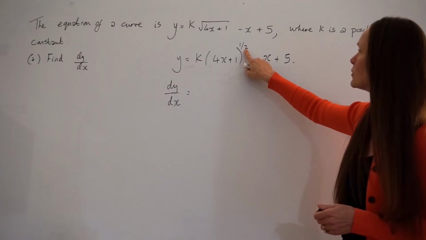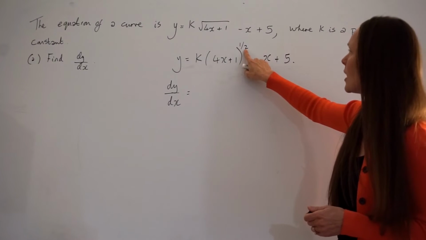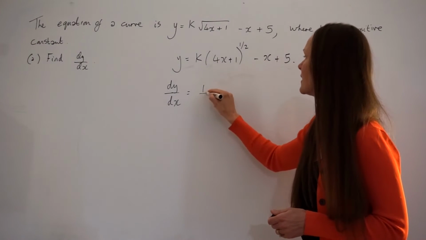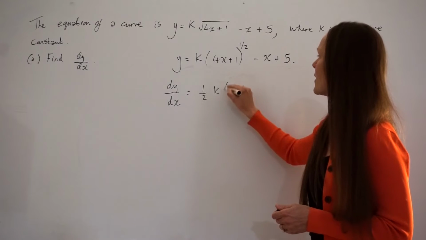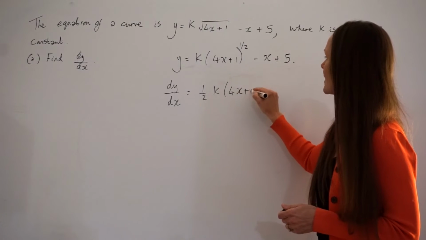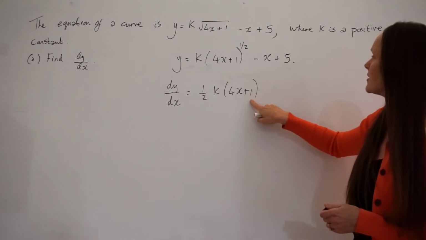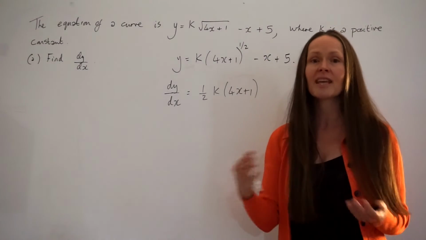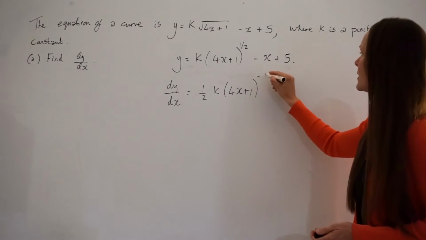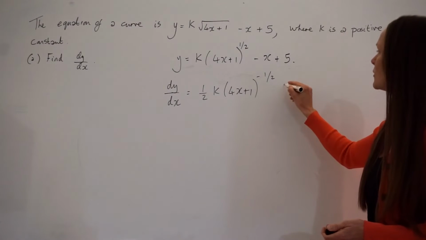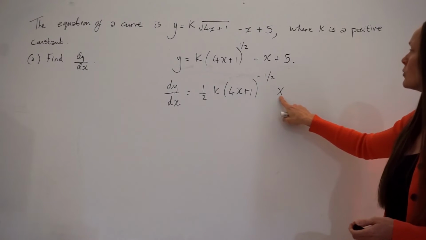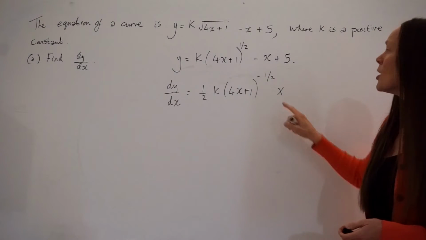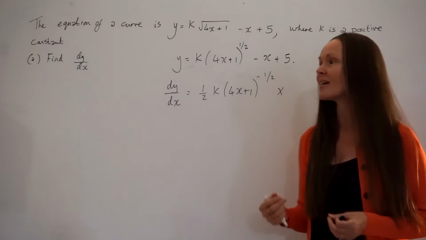on the brackets and multiply by this power. So a half multiplied by k is a half k. Then I write out the brackets as they are, so 4x plus 1, no changes here. And this power reduces by 1. So a half take away 1 is negative a half. And not forgetting to then also multiply what we've written down here by the derivative of what's inside the brackets.